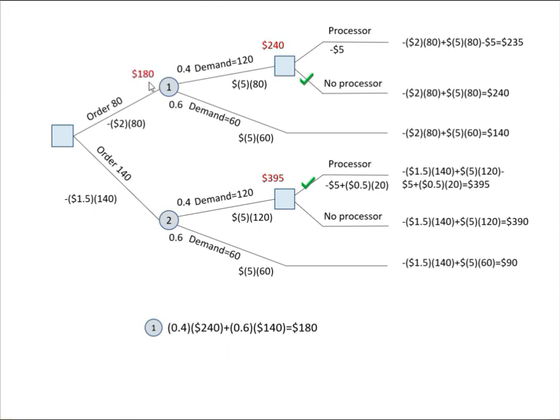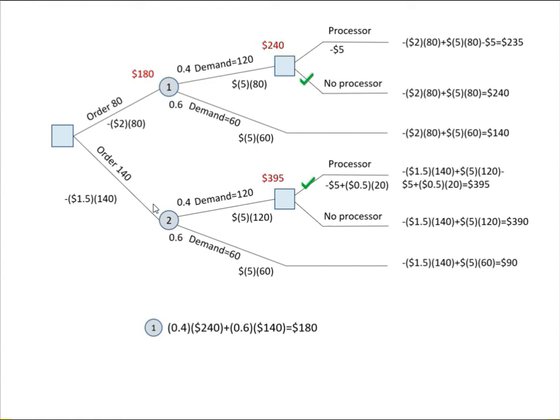So again, what does this 180 mean? What's its interpretation? It means if we ever get here, in other words, if Michael orders 80, then his expected profit will be 180. If Michael orders 80 units of the sausage, his expected profit will be 180 under the optimal decision going forward, assuming that he makes the best decision from this point onward.